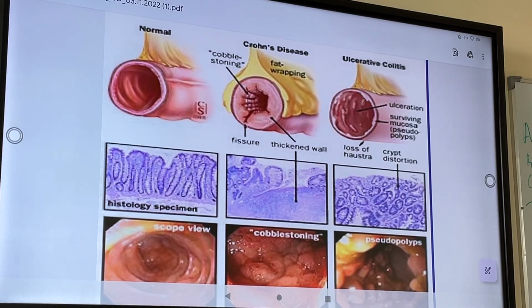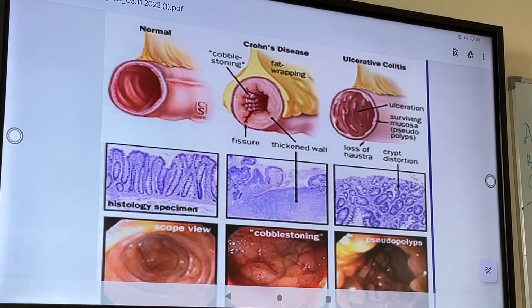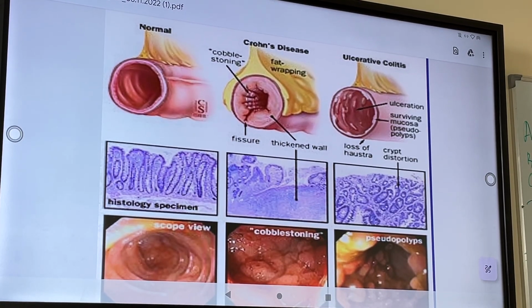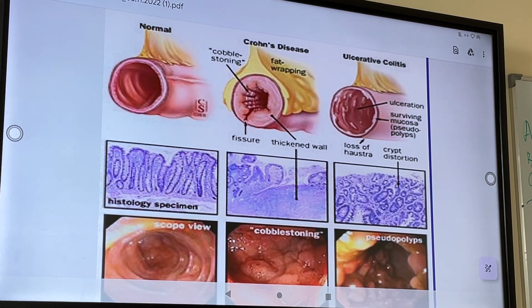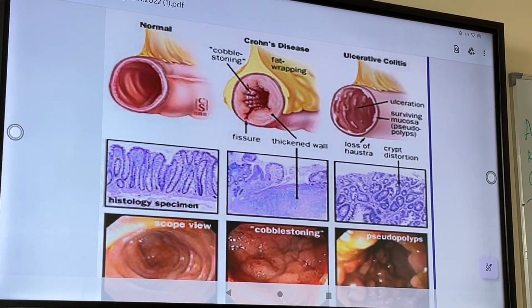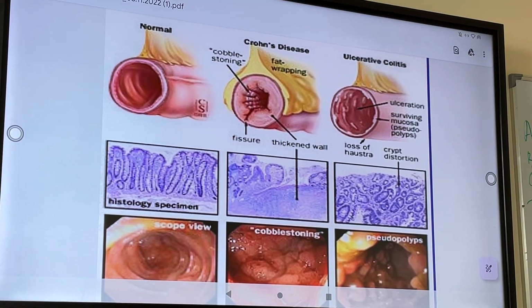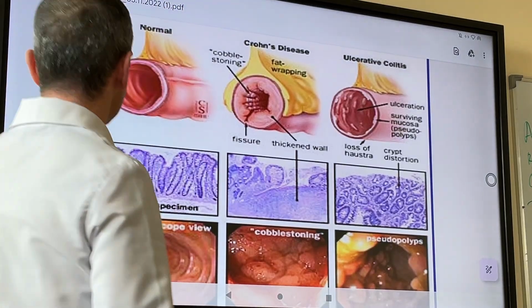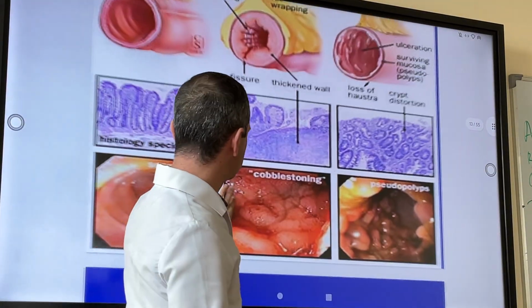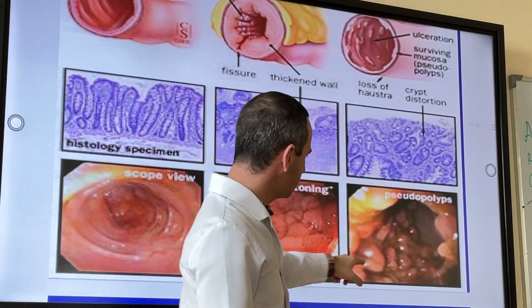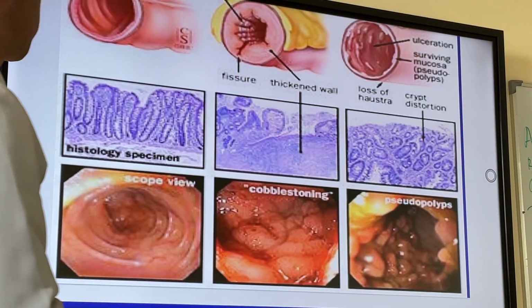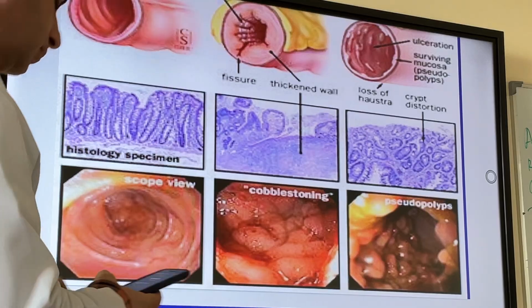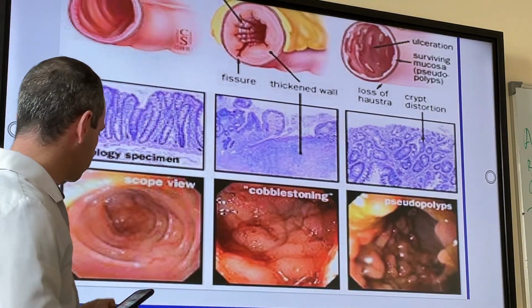And in ulcerative colitis, surviving mucosa looks like pseudopolyps. And a very typical feature: the haustra are lost, the wall becomes smooth, loss of haustration. This is the normal pattern, the cobblestone appearance, and pseudopolyps, false polyps. You know, they are not polyps. Next.